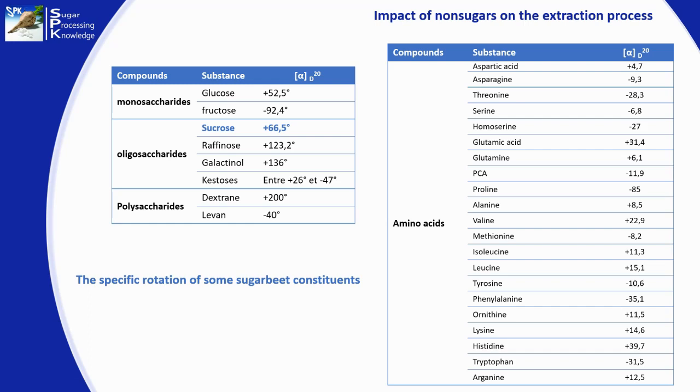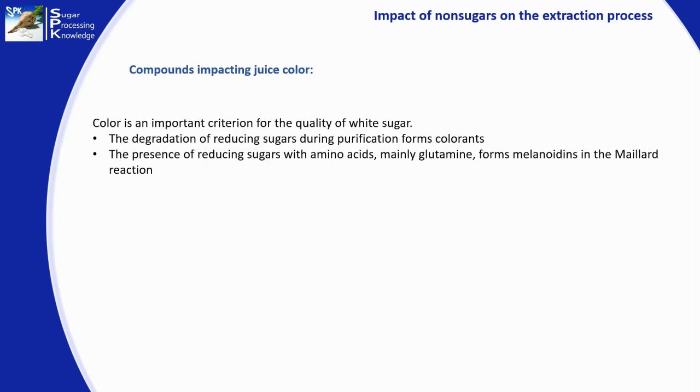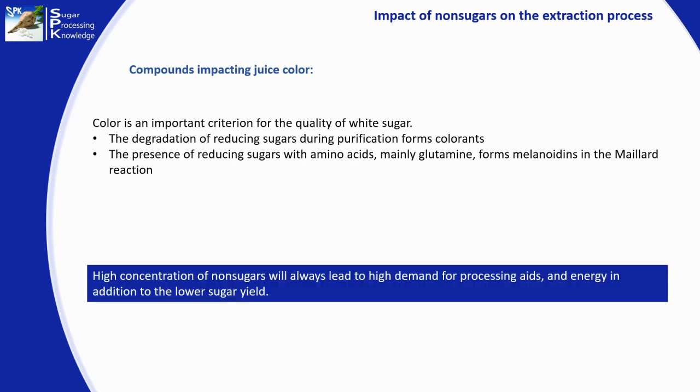Finally, we will look at the compounds that affect the color of the juice. Color is an important criterion for the quality of white sugar. First of all, there is the degradation of reducing sugars during purification, which forms colorants. In addition, the presence of reducing sugars with amino acids, mainly glutamine, will form melanoidins in the Maillard reaction, and thus impact on coloring. Thus, it is clear that a high concentration of non-sugars will always lead to high demand for processing aids and energy, in addition to the lower sugar yield.